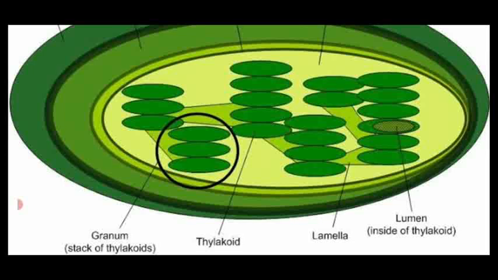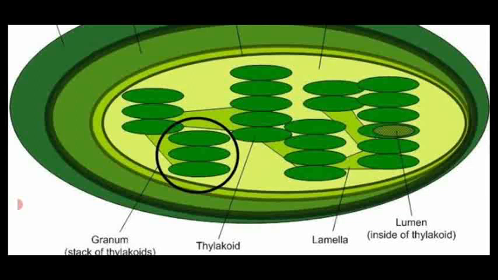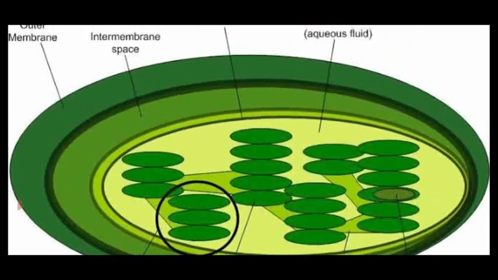there is a lumen or cavity surrounded by a membrane called the thylakoid membrane. The cavity or lumen is filled with photosynthetic pigments, present on the inner side of the thylakoid. All the grana are interconnected by tubular structures present in the stroma region, called stroma lamellae or grana lamellae. So this is the structure of the chloroplast.